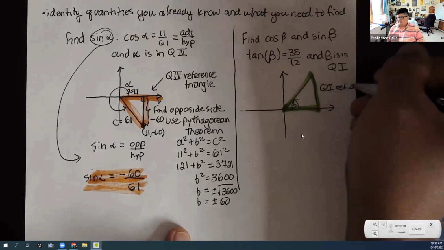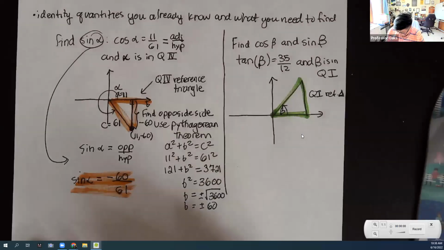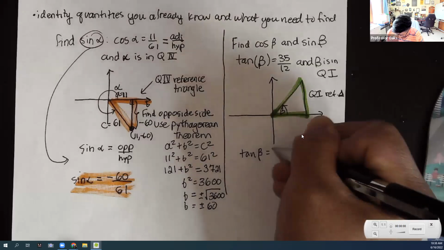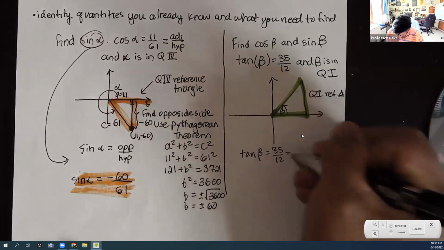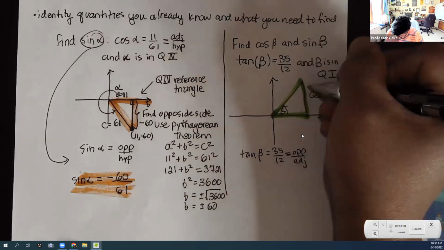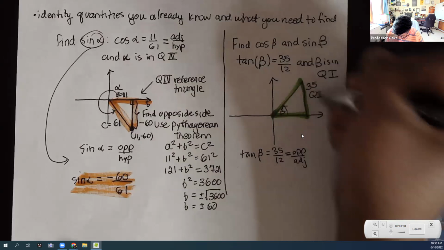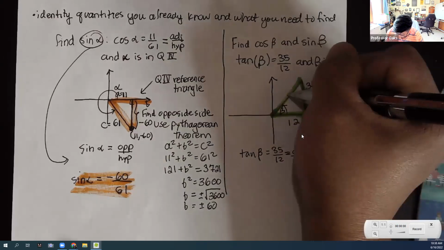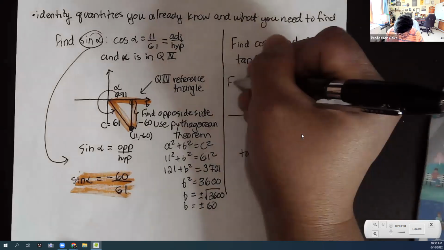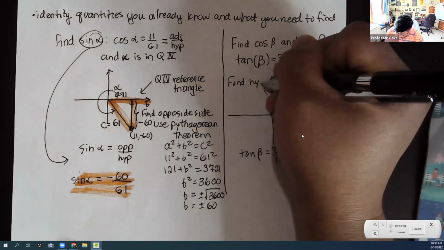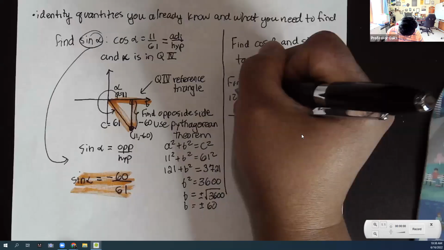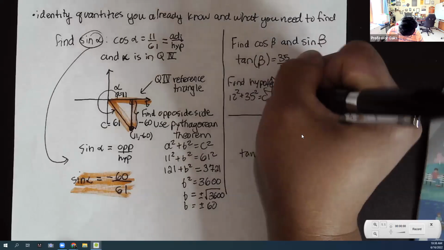I'll abbreviate with just a triangle symbol. So then tangent of beta is 35 over 12. Tangent is opposite over adjacent, so opposite 35, adjacent 12, and we need to find the hypotenuse. And so that is the Pythagorean theorem. So 12 squared plus 35 squared is c squared.